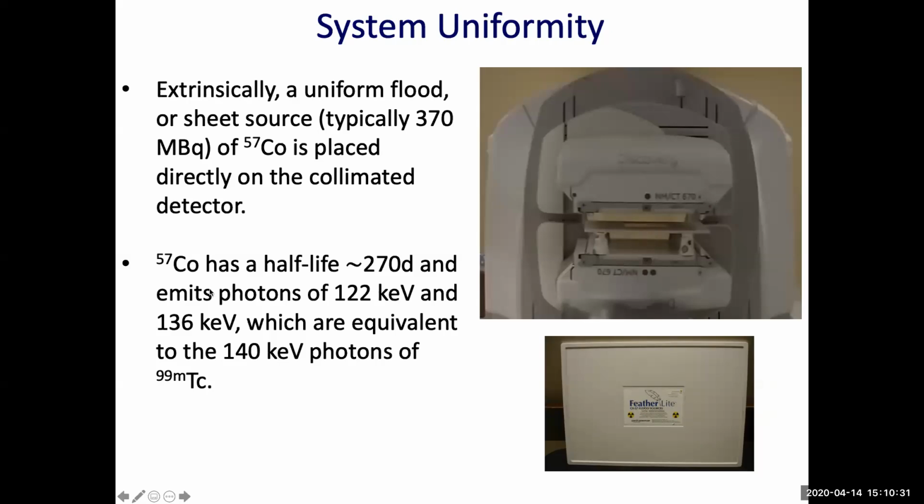Why do we use cobalt 57? Because the energy of the cobalt 57 is about 122 keV, which is very close to the energy of the technetium 140 keV, which we use in the clinic. So this mimics the technetium, but has a half-life of about 270 days. So we can keep it for 1.5 years in our department. We can use it every day to check uniformity.